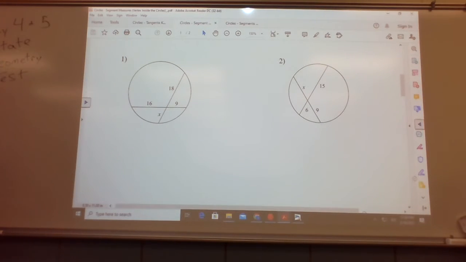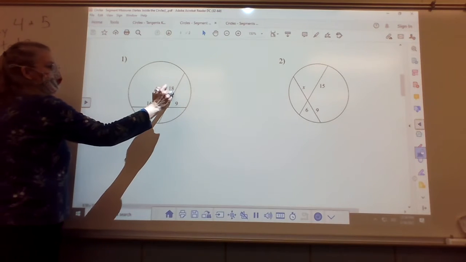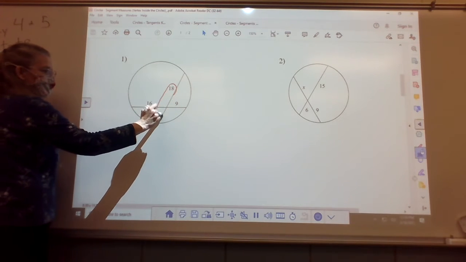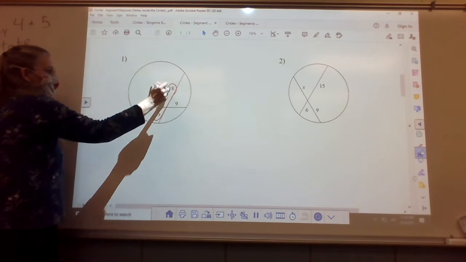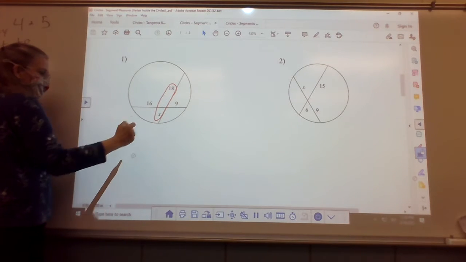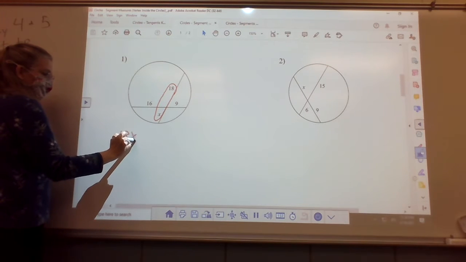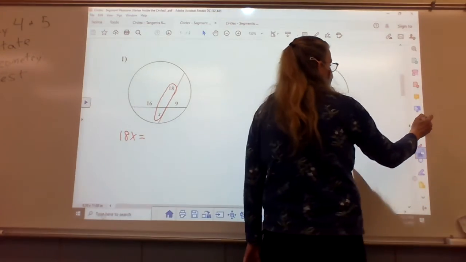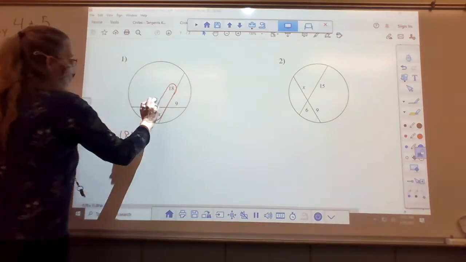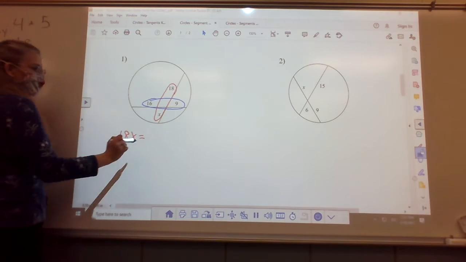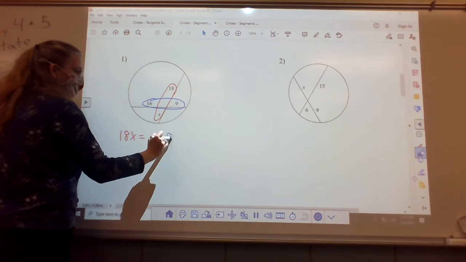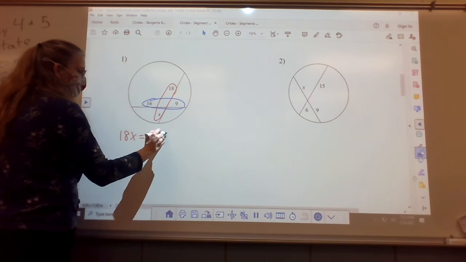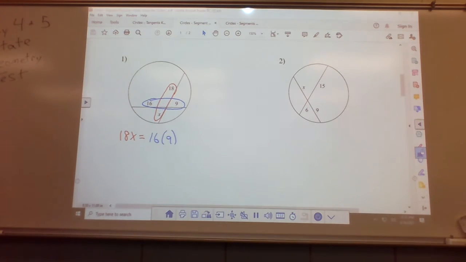I like starting with the X. I just do. So you're going to multiply the two pieces together. So make sure you're on the same chord, 18 times X, which is just 18X. Then you're going to multiply the pieces of the other chord, which is these two, 16 and 9. And let me put a parentheses. 16 times 9. That's it. Now you just solve the algebra.